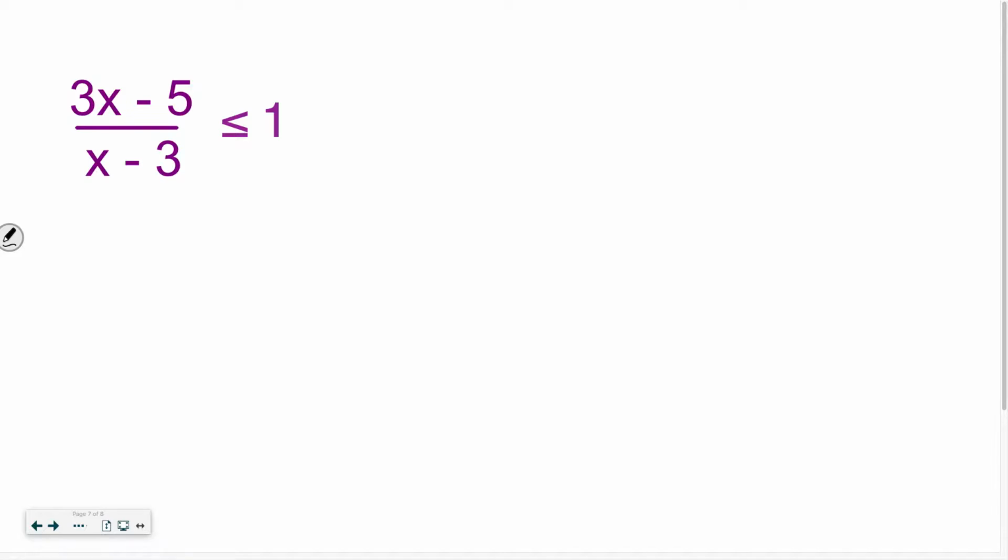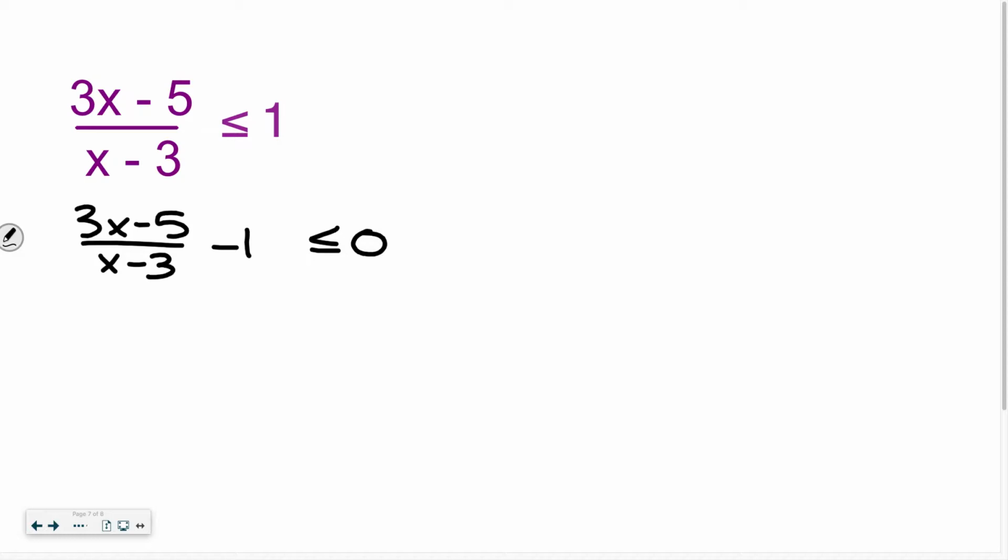Of course, we want one side of the inequality to equal 0, so we're going to subtract 1. So (3x - 5)/(x - 3) - 1 is less than or equal to 0. Now there's a slight problem here.